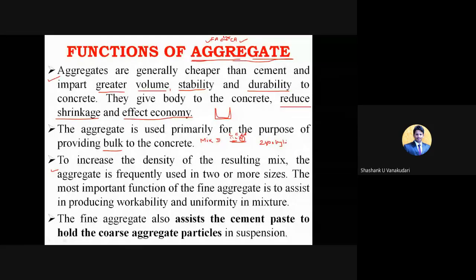Clear? So to get this much of the density, we should use the proper proportions of the coarse aggregates. For that, we can take even two or more sizes. Two or more sizes in the sense, one proportion you can take 20 down, and one more you can take 12.5 down. That depends upon the convenient availability of the material and the target mean strength you are going to achieve.